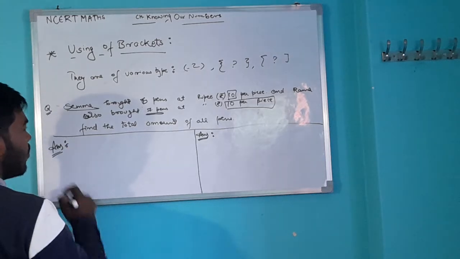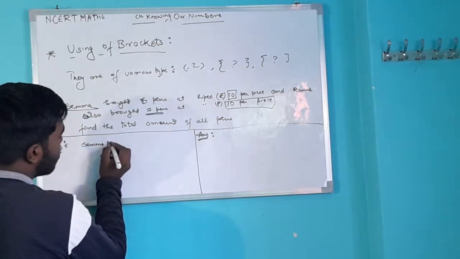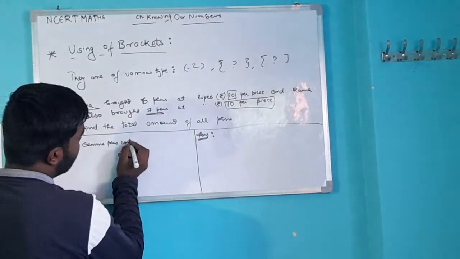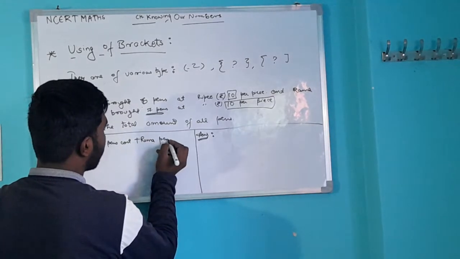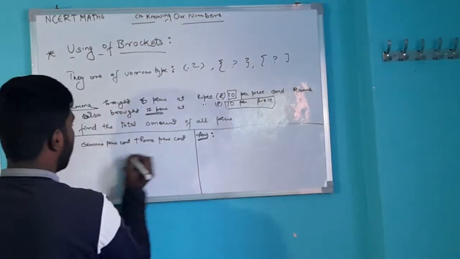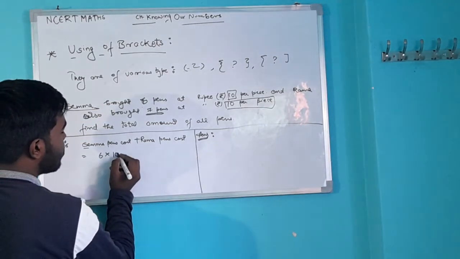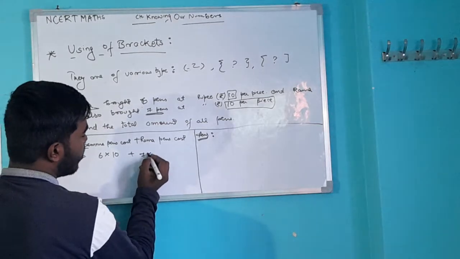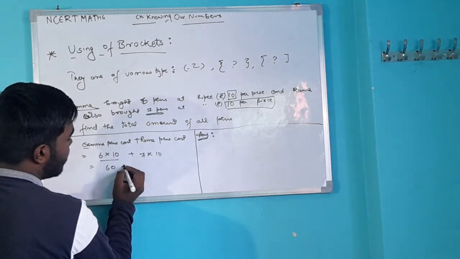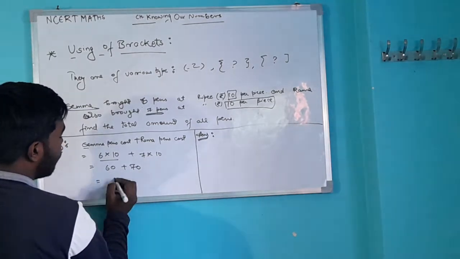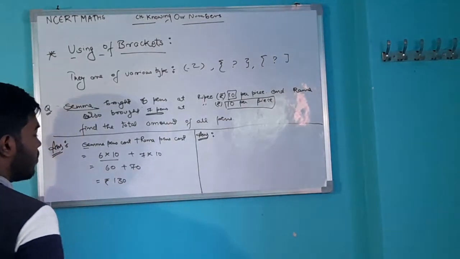In this part, we simply solve it as Seema's pen cost plus Rama's pen cost. Seema brought 6 pens at 10 rupees, and Rama brought 7 pens at 10 rupees. We solve this as 60 plus 70, and we get 130 rupees. This is the rupee symbol.